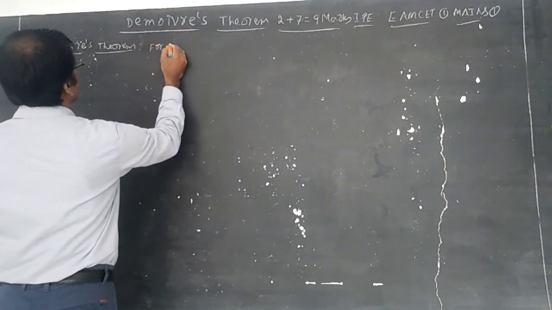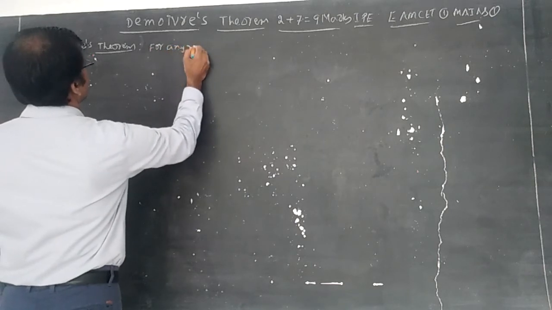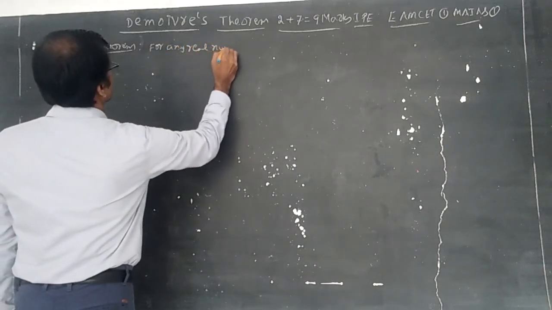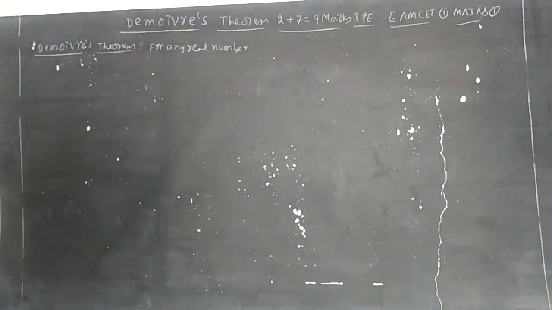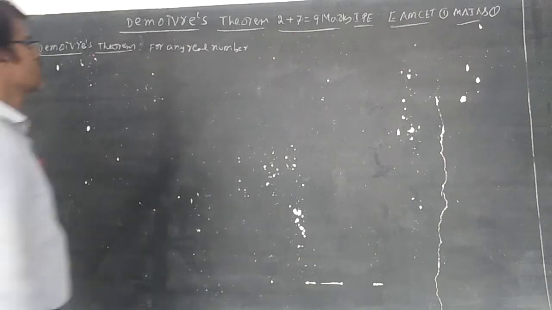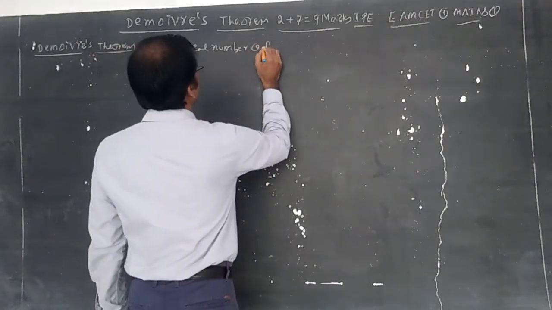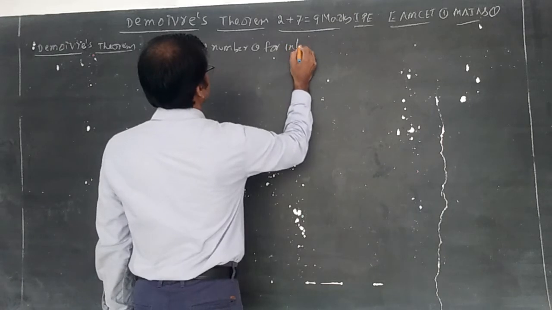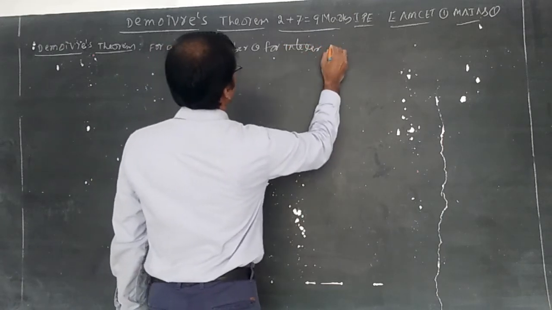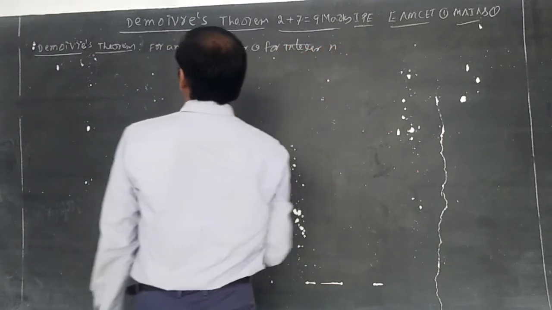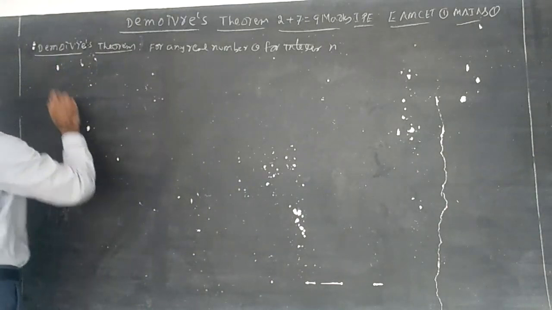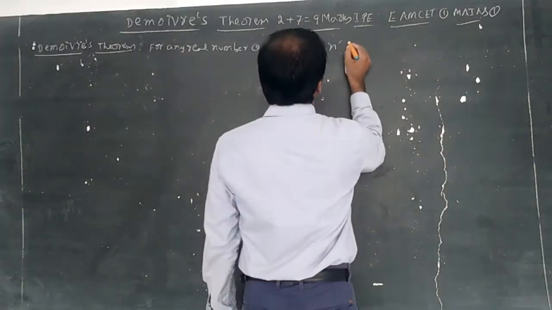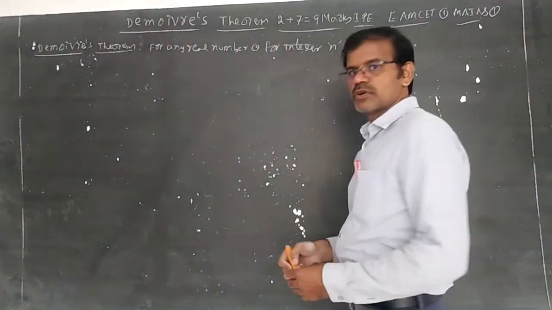For any real number theta, so theta is any real number. For any real number theta and integer n, cos theta plus i sin theta, for integer n may be negative or positive.